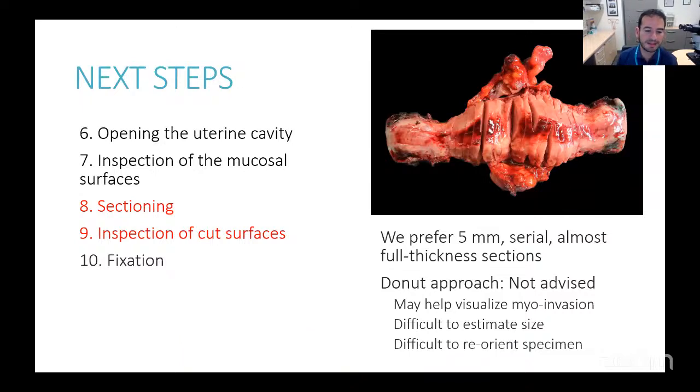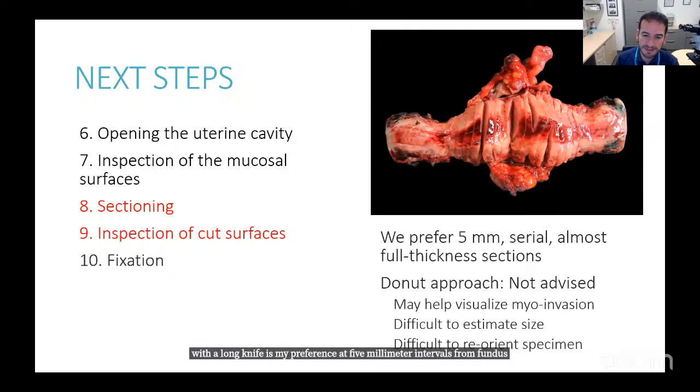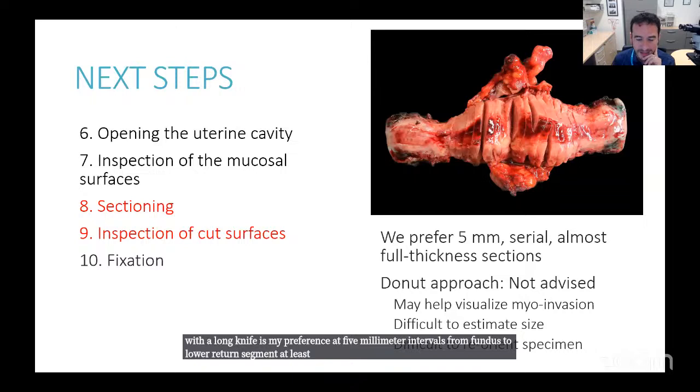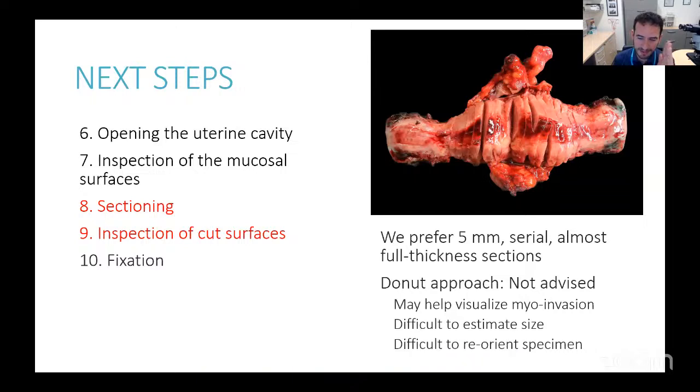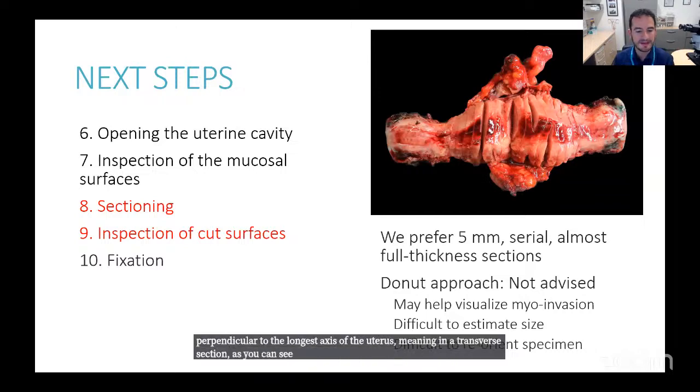Sectioning typically involves cutting with a knife, with a long knife is my preference, at 5 millimeter intervals from fundus to lower uterine segment, at least. Perpendicular to the longest axis of the uterus, meaning in a transverse section, as you can see in this figure.